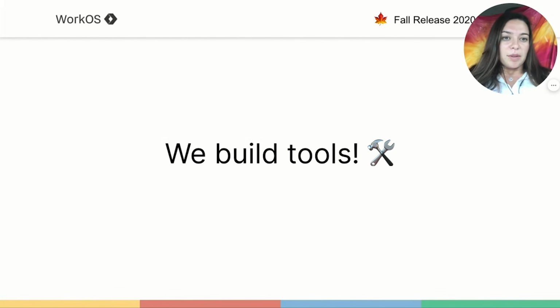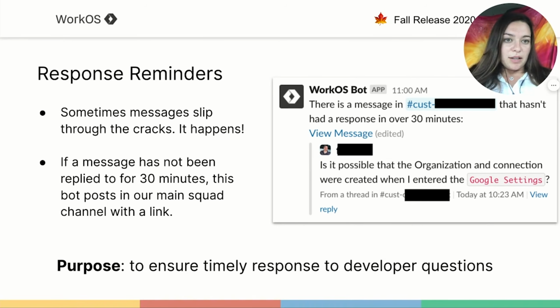I'm going to talk a little bit about the different tools that we use here at WorkOS to scale developer joy, starting with response reminders. Sometimes messages slip through the cracks. It happens. We have a bot that reminds us if we haven't responded to a message in 30 minutes. The purpose of this for the developers is to ensure timely response to every developer question. Nothing falls through the cracks with us.